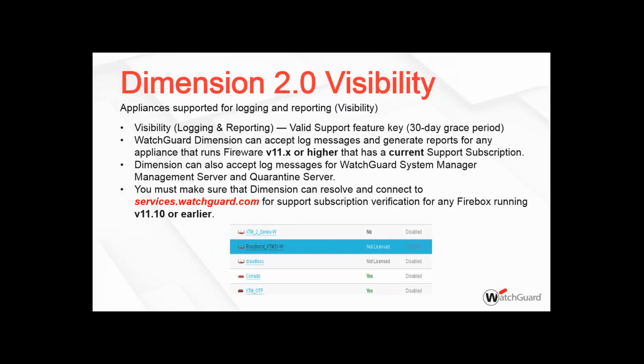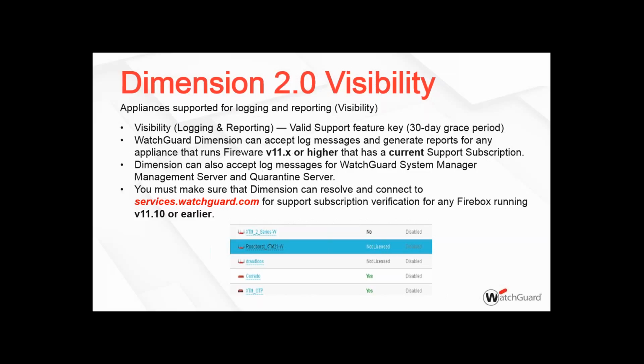Now for the Dimension 2.0 visibility, appliances supported for the logging and reporting. Basically, the box just has to have a security subscription associated with it. The box just has to be running version 11.x. So if you have older Edge series boxes that may be running on version 8 or version 10, because I've seen some people with those boxes, they are not going to be able to send their data into us.